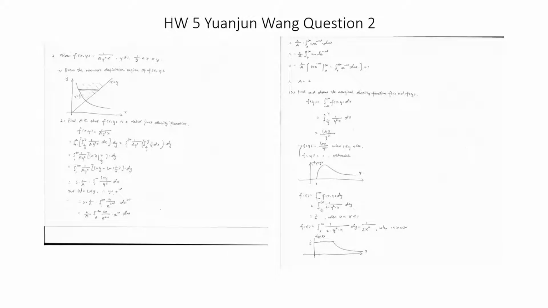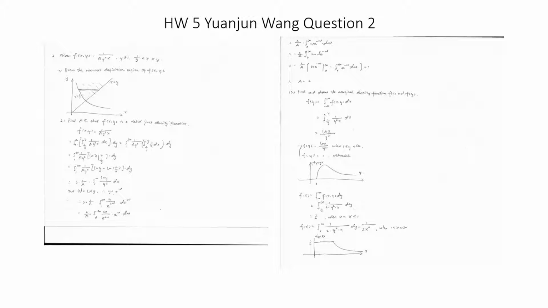Homework 5, question 2. Given f(x,y) equals 1 over A times y squared times x, where y is bigger than or equal to 1 and 1 over y is smaller than x, smaller than y. The question asks us to draw the non-zero definition region of f(x,y). As you can see from the graph, the picture looks like this.